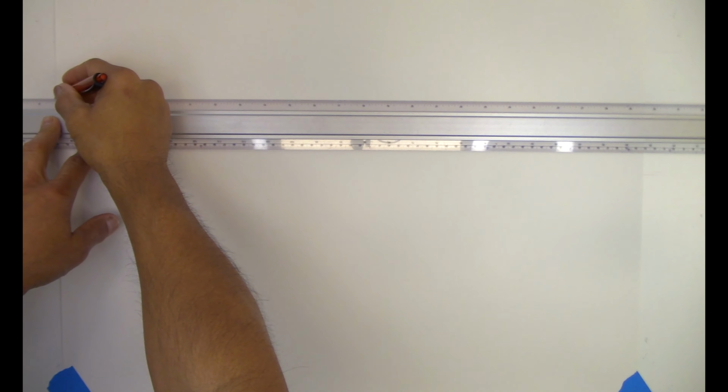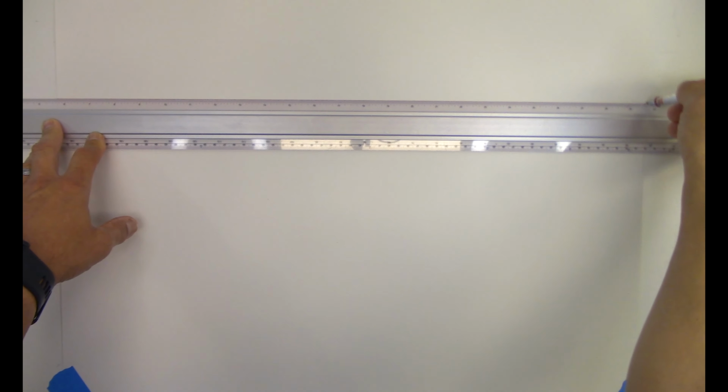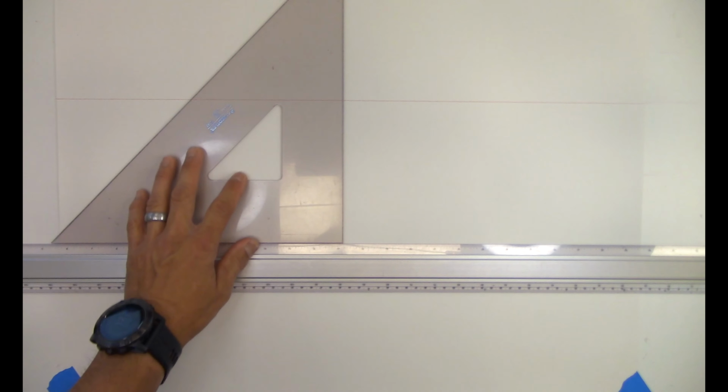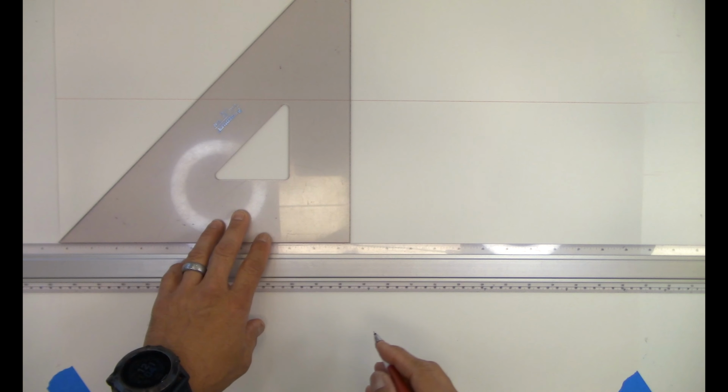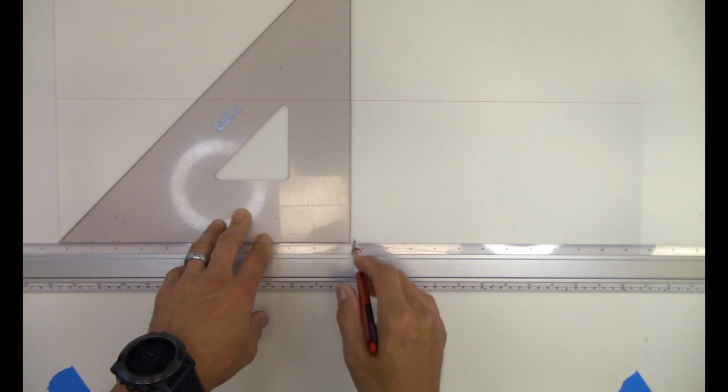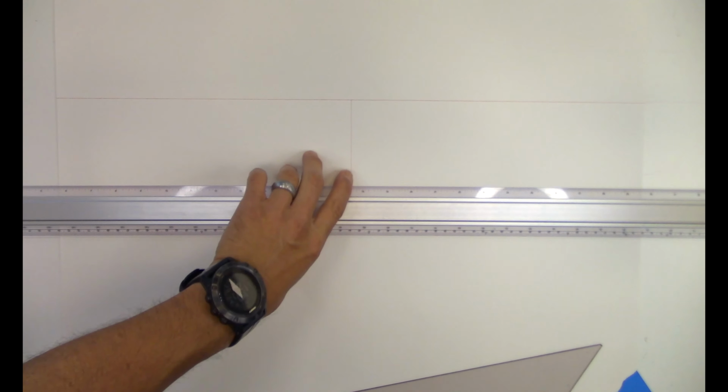Horizon line all the way across. Find your center of vision. You guys know how to do that. And drop a vertical line straight down from your center of vision.